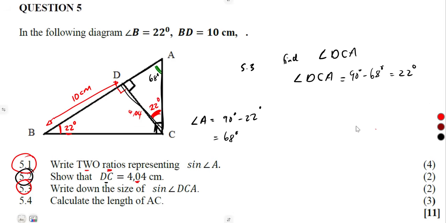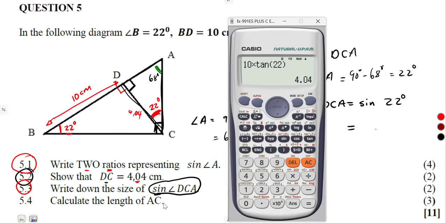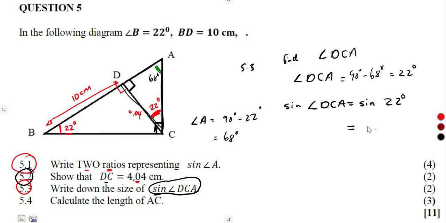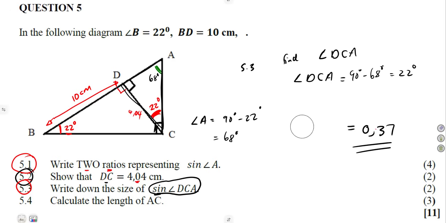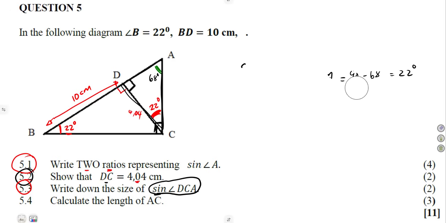22 degrees. So if that angle is 22 degrees, therefore we can determine the sine of that angle, because we are simply saying the sine of angle DCA is equal to the sine of what? DCA represents 22 degrees. So we are going to need the sine of 22 degrees, which is 0,37. So that's 0,37, just like that. All right. So that's our 5.3. So let us move on to another one.